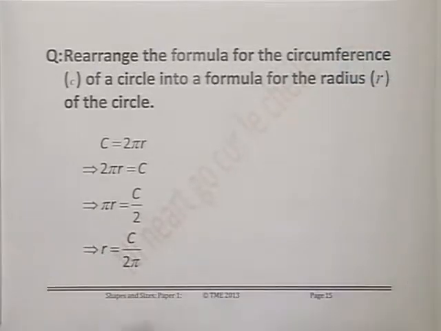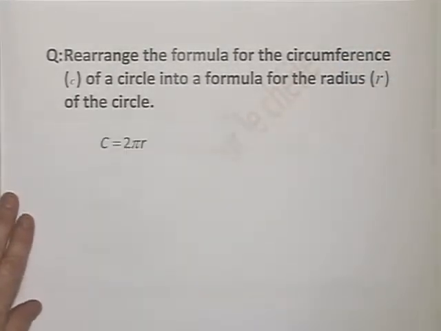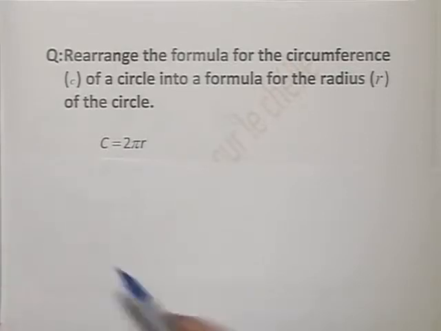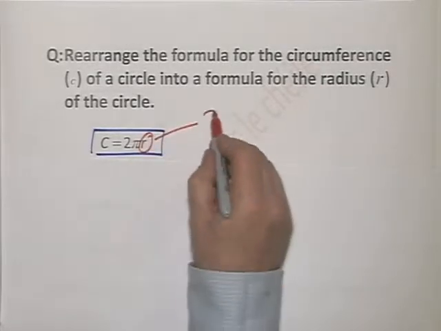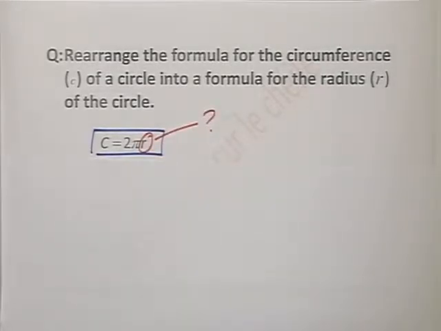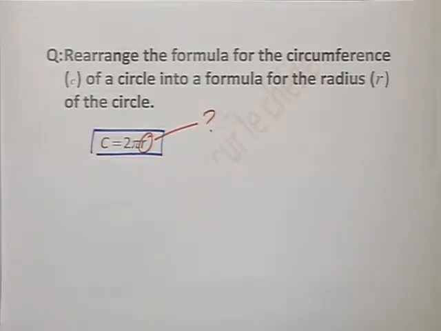So let's do a straightforward one then. You might just rearrange the formula for the circumference of a circle. C is equal to 2 pi r, but I'm interested in r. So write that equation, flip it around, put r on the other side, and figure out what that equation turns to.